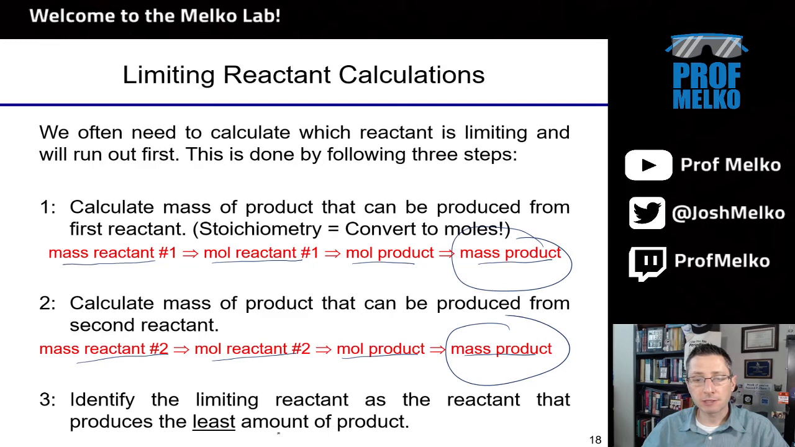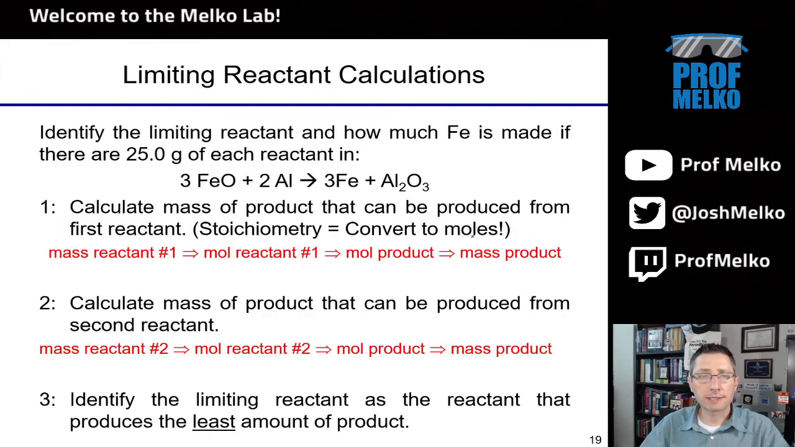The limiting reactant is the reactant that produces the least amount of product. Okay, so that's essentially saying maybe reactant 1 runs out first, and maybe this number right here is lower. Okay, that means reactant 1 here is limiting the reaction, and reactant 2 makes a lot more. It's capable of making a lot more product, but reactant 1 runs out first. Okay, so that's what we're trying to do here. Let's see this in action.